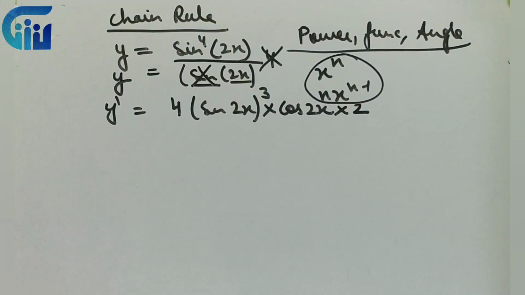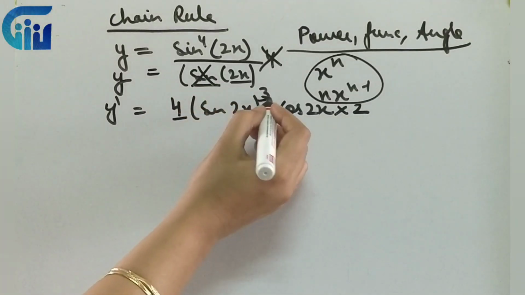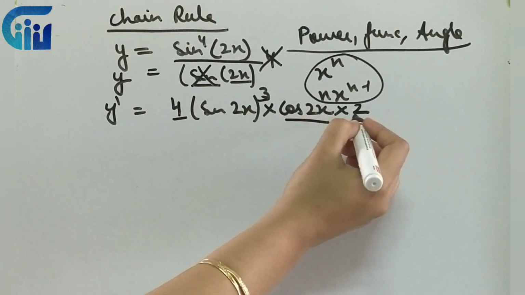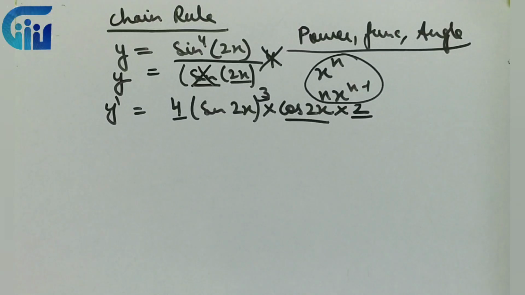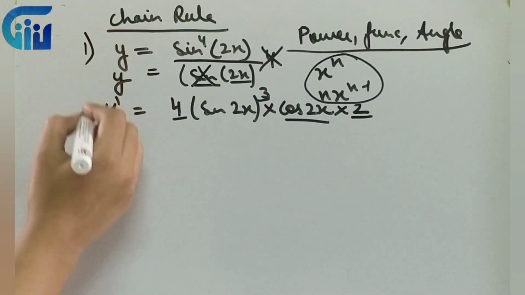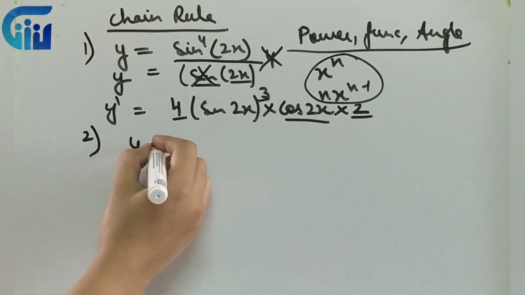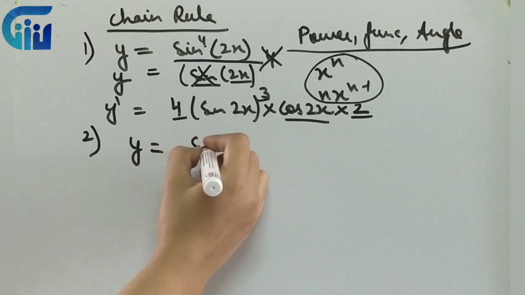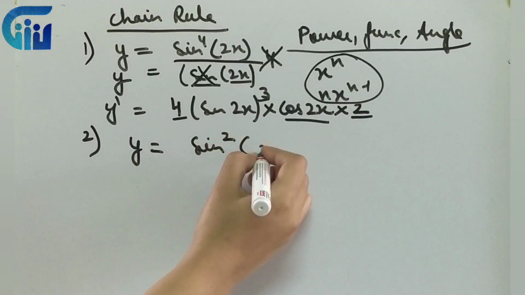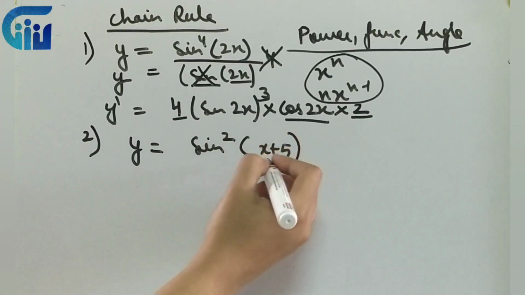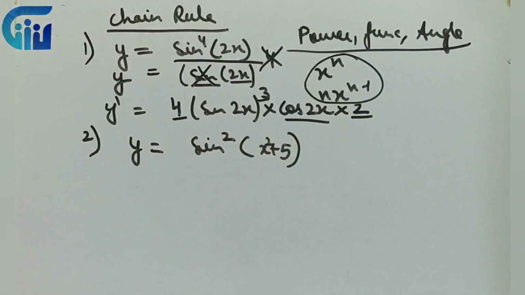So this is chain rule. We differentiate power and function and then the angle. Right? We'll just see more examples. Suppose I have a function like this, sine square x plus 5. And over here, let me put a square. So sine square x square plus 5. So again, power, function, angle.